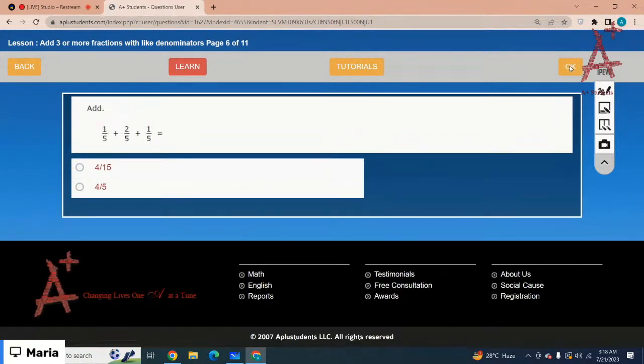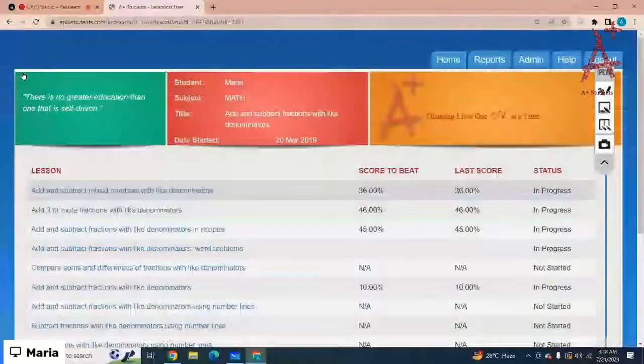Okay, you can complete the lesson by yourself later today. Let me just move on to the next lesson. They are very easy, but you have to do the practice. Just complete all the lessons. The next one is add and subtract fractions with like denominators in recipes.